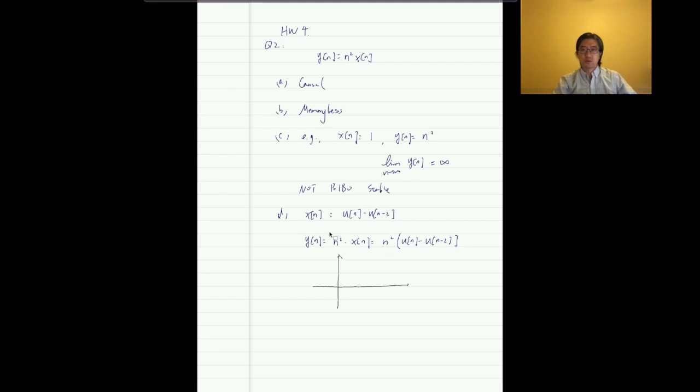u of n is something like this: 1, 2, 3 and so on. u of n minus 2 is this function shifted to the right by 2 units, so we start at 2, 3, 4 and so on, and we have 0 at 1, 0 at 0, 0 at negative 1 and so on. Similarly here, at negative 1 we have 0, at negative 2 we have 0 and so on. If we subtract that from this, only the first two terms will be left. All other terms will be gone. So x of n is nothing but this.